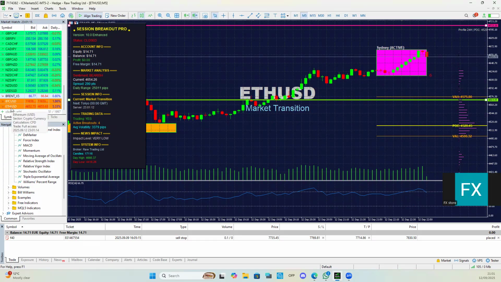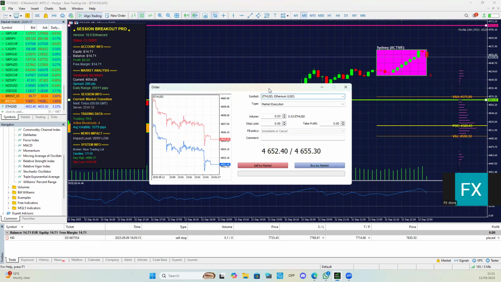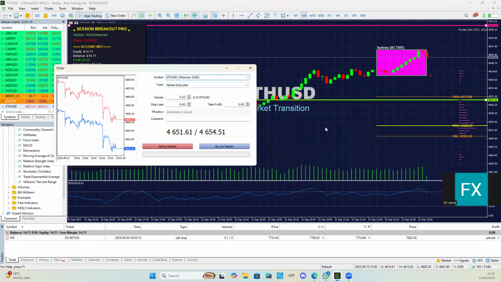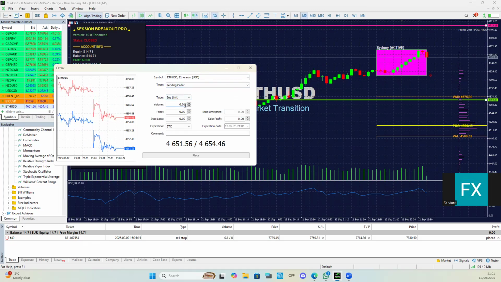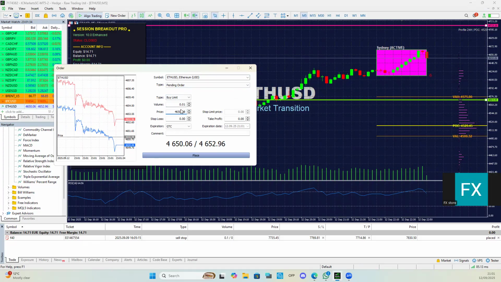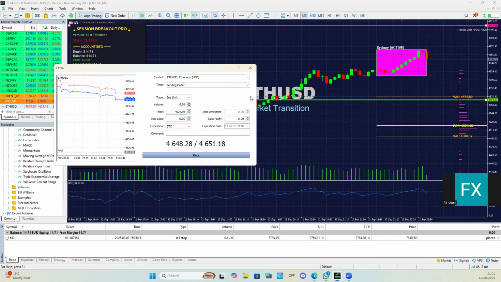So we're just going to go to Ethereum USD because it's Friday and in UK time it's 9 p.m. It's night, okay? So I'll just show you. Now the price will be 4,624.98, like 4,620, okay? So that's going to be a sell stop limit, sorry.